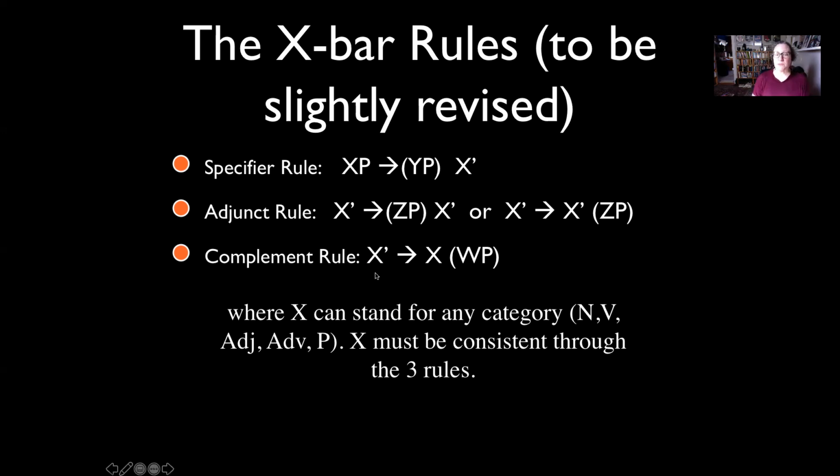And then the complement rule: X bar consists of X and WP, where X can stand for any category, N, V, ADJ, ADVP. X must be consistent through the three rules. So if you're working through a phrase with this formula, your X will be the same all the way across, right? If this is a noun phrase, then all of these X's will be replaced with N. If it's a verb phrase, they'll all be replaced with V.